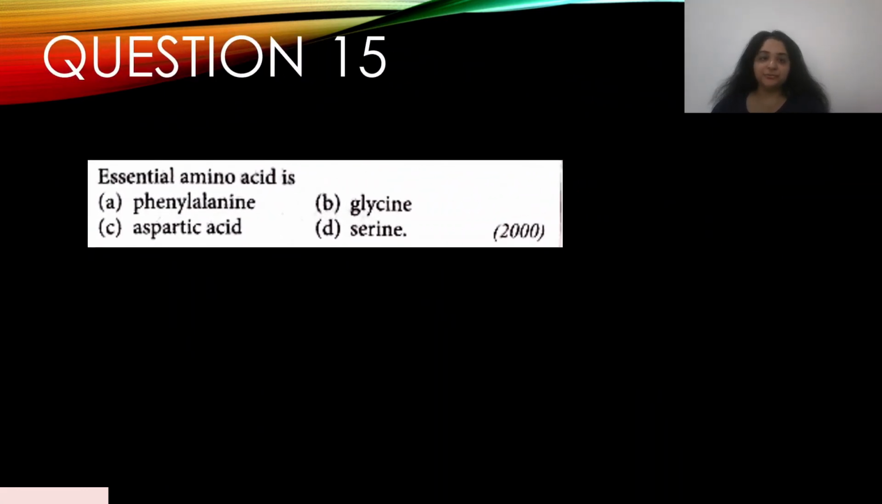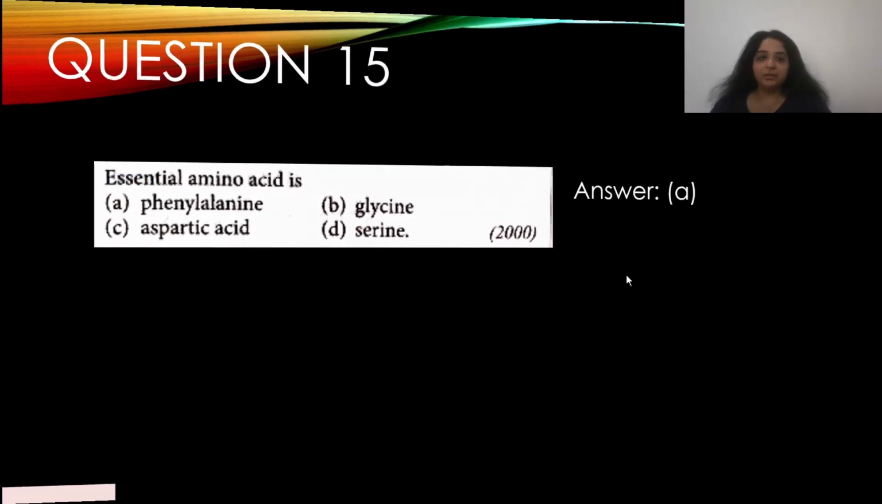Question number 15. Essential amino acid is, from 2000: A. Phenylalanine, B. Glycine, C. Aspartic acid, and D. Serine. So the essential amino acid is A. Phenylalanine. Answer is A.